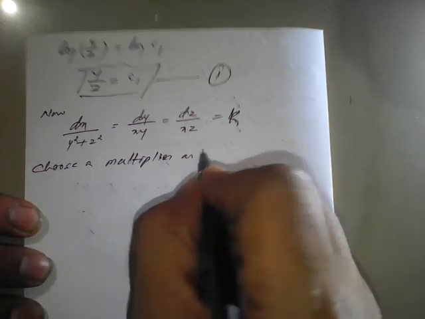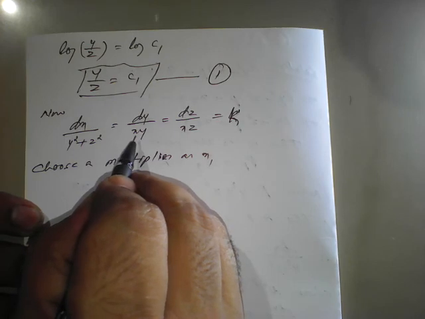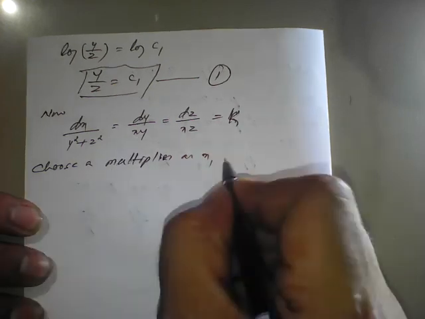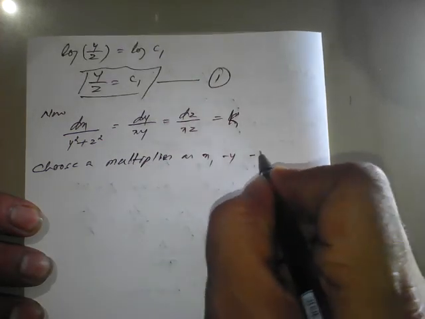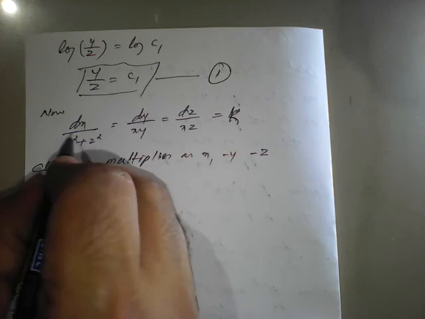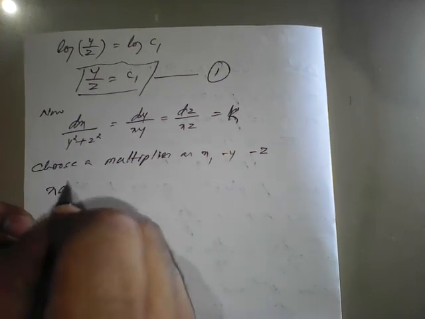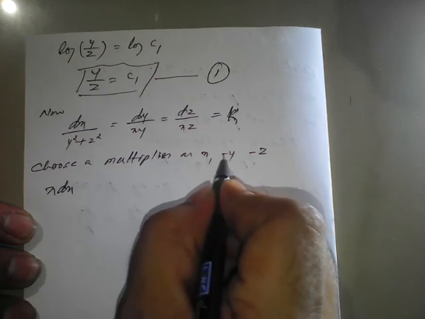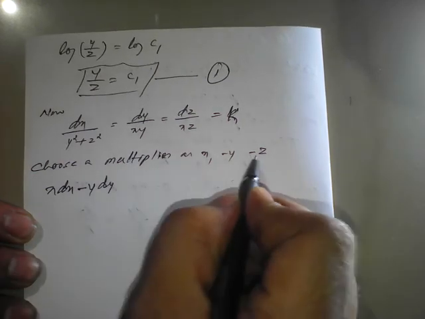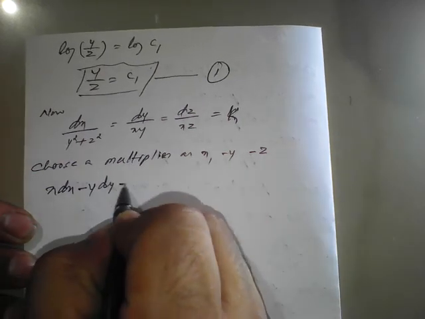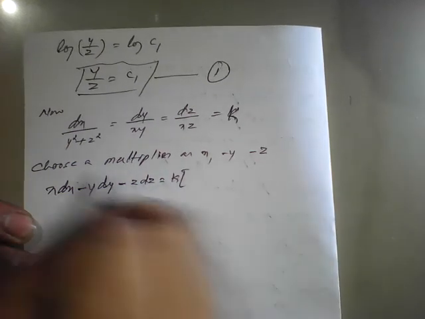I will choose here the first multiplier as x, then here we'll choose minus y, and here we'll choose minus z. So what happens, we'll see. So I have multiplied x, so you have to take x dx. Then minus y means we have to write minus y dy. Minus z we have taken, so minus z dz is equal to k times the right hand side.